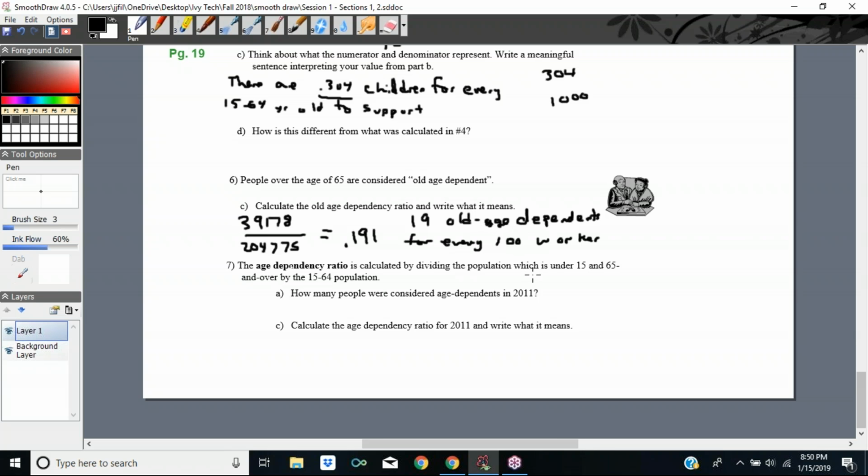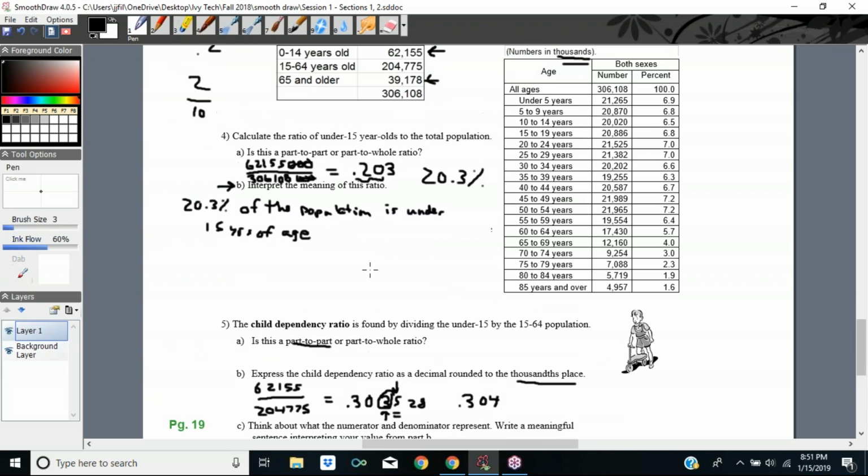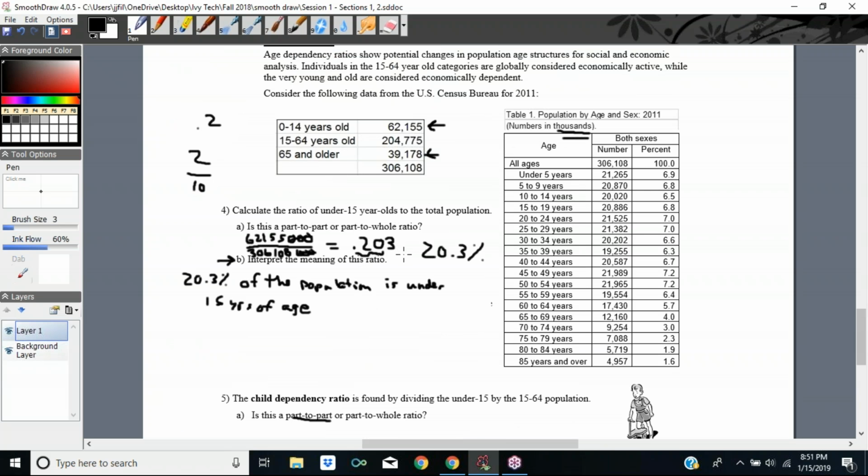Perfect. So let's wrap this up. The age dependency ratio is calculated by dividing the population under 15 and over 65 by the middle group. There are 2 ways we could do this. We could add the 2 populations up, the under 15 and the 65 and older. So can somebody add those up for us?